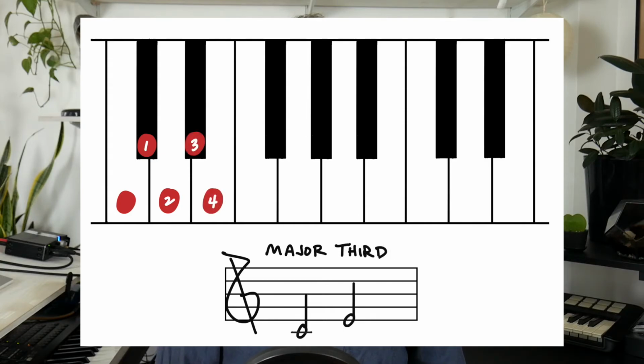Next, we have C to E, or do to mi. And this third contains 4 half steps. So we call this a major third. Hear one now.